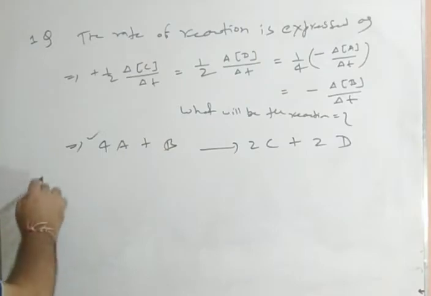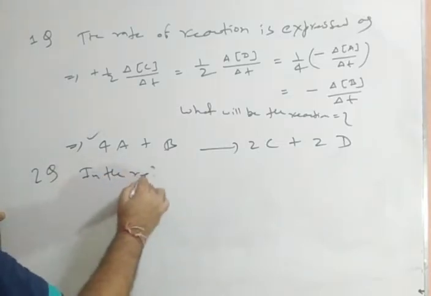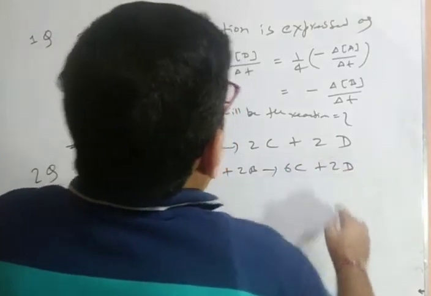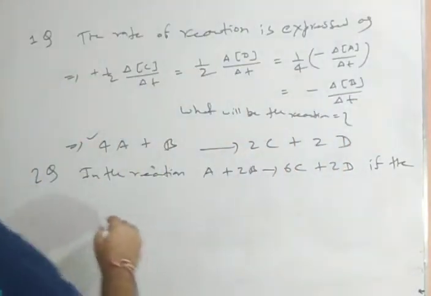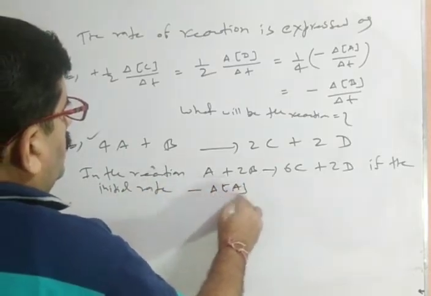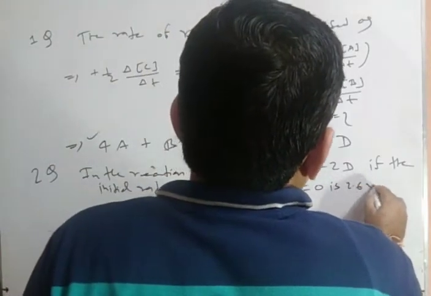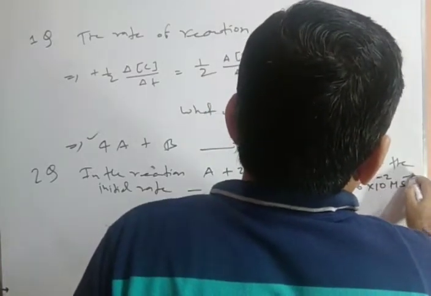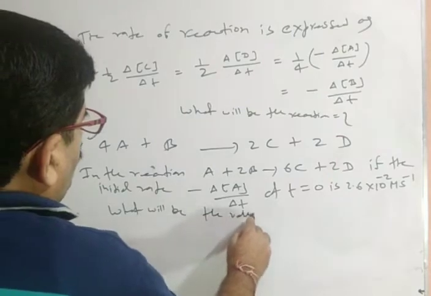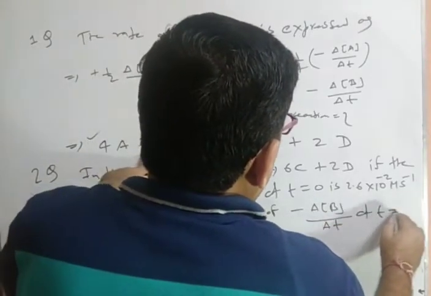So this is our reaction, or you can say equation, and this is a way to write the rate of reaction. Similarly, question second. In the reaction A plus 2B gives 6C plus 2D, if the initial rate minus delta A by delta T at T is equal to 0 is 2.6 into 10 to the power minus 2 M per second, what will be the value of minus delta B upon delta T at T0?